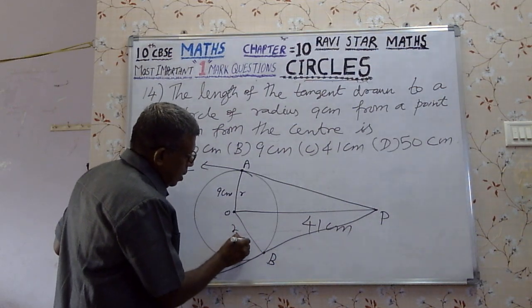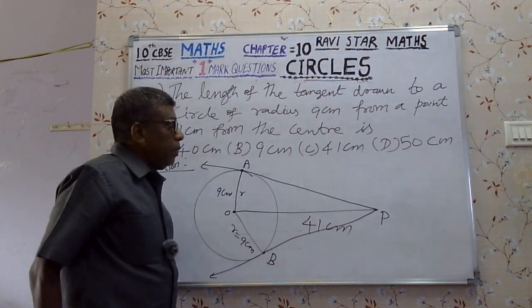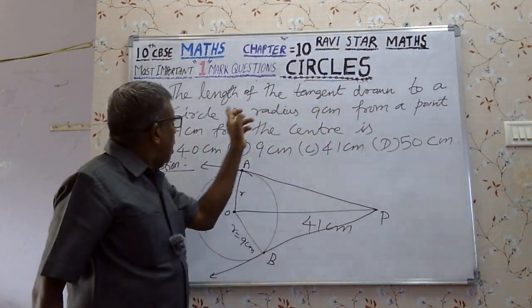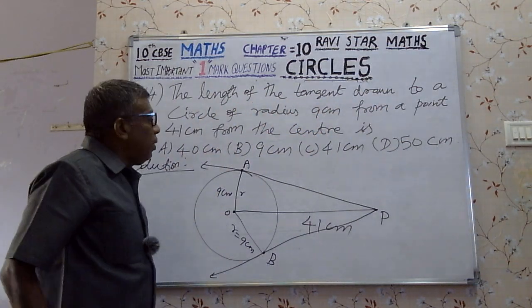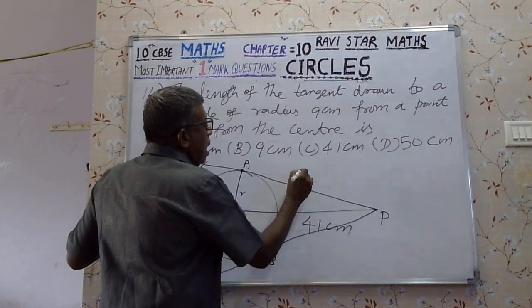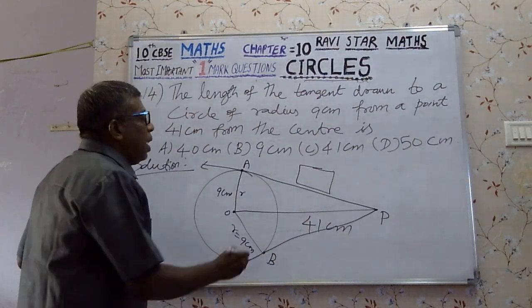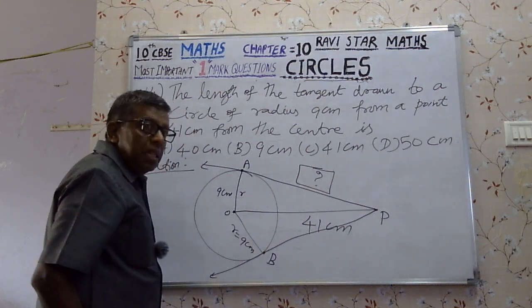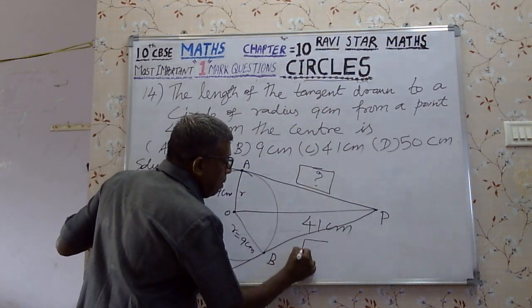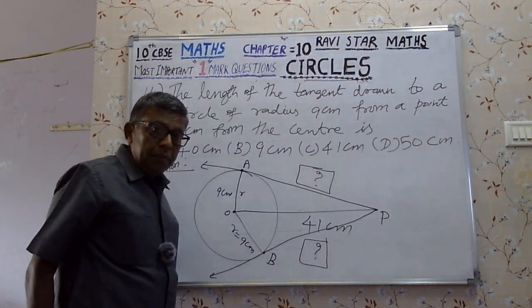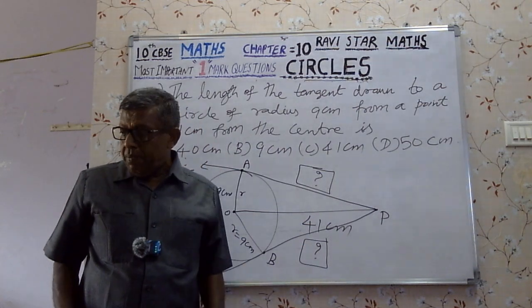Radius 9 centimeter. What is the question? The length of the tangent drawn to a circle. Length of the tangent PA. What is the measurement of PA? We wanted to find what PA is. It is the length of the tangent. Or what is PB? The length of the tangent. We wanted to find PA.